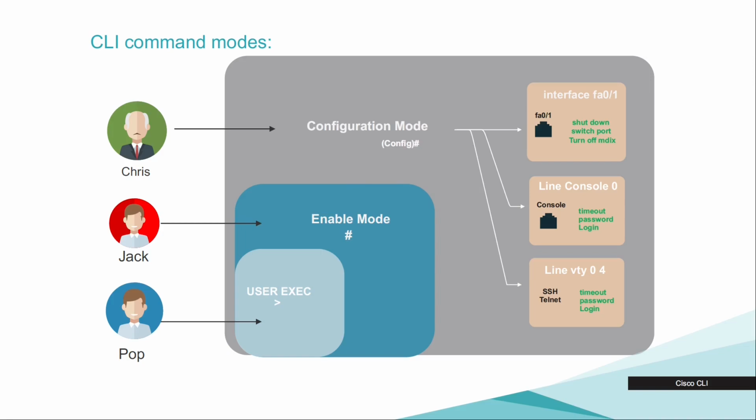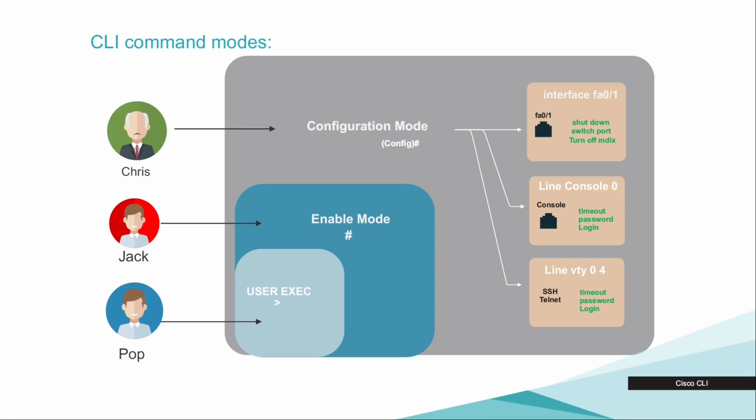Inside the configuration mode, we can do some configuration that will affect all of our switch. From the configuration mode, we can move to one of the sub configuration modes. So we can go to the interface FastEthernet 0/1 sub configuration mode. When we access that mode, we can do a configuration related only to FA 0/1, FastEthernet 0/1. For example, we can shut down this interface. We can change something called switchport. We can turn off auto-MDIX.